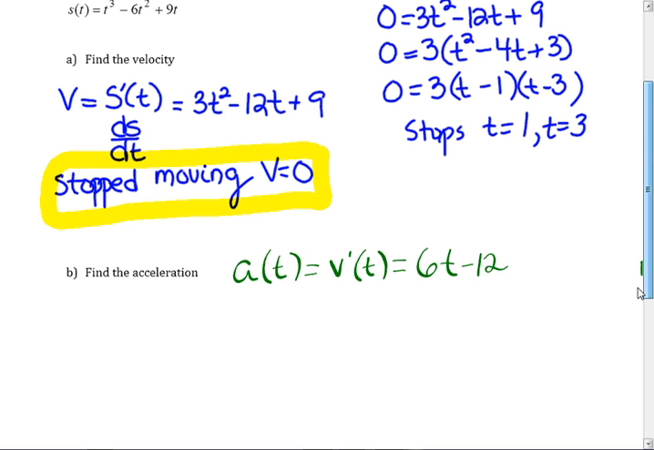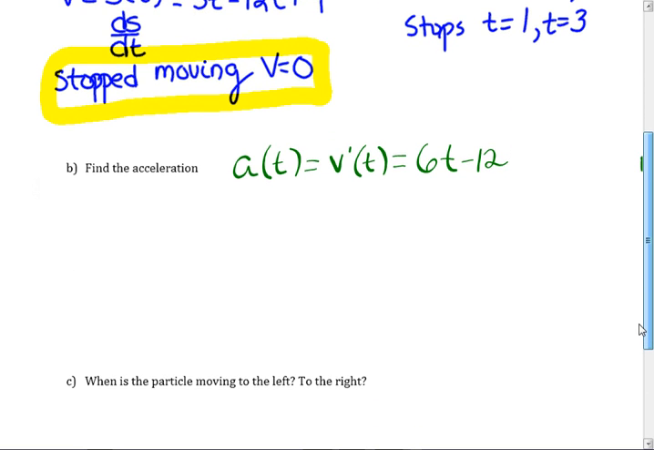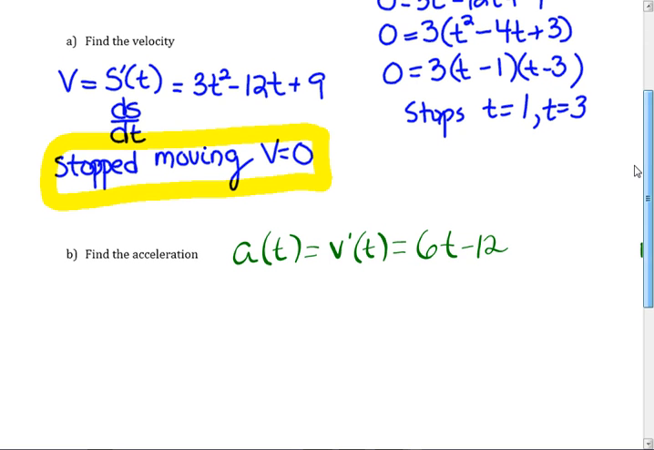Ben, is that okay? Can you see? Yep, I got it. Oh, yeah. Okay. I take the derivative of 3t squared, which is 6t minus 12. Okay, that's good.